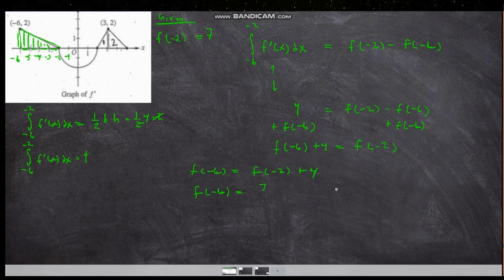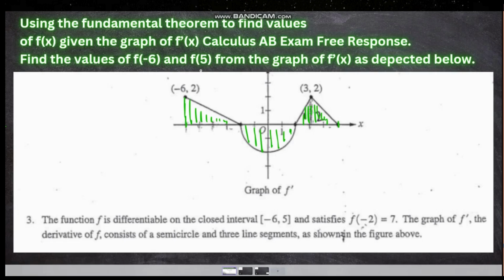Give me a second. So they did give us that f of -2 is 7. I'm going to go ahead and plug that in. Alright, let me fix that. Minus 4. There we go. And so this is going to be the value of f of -6. So it's going to be equal to 3.